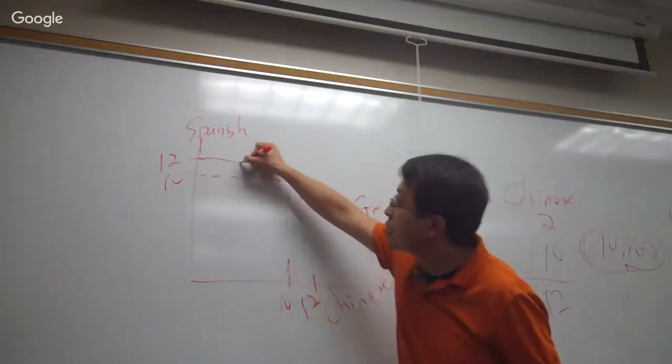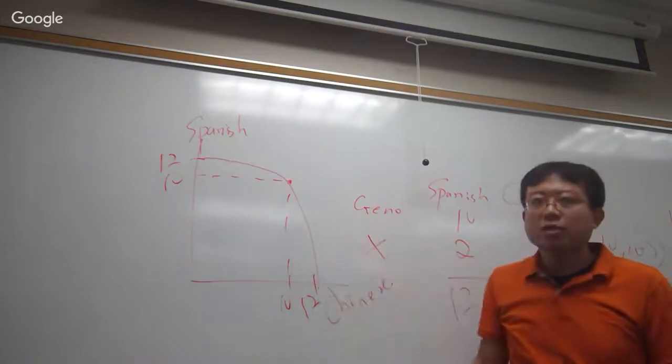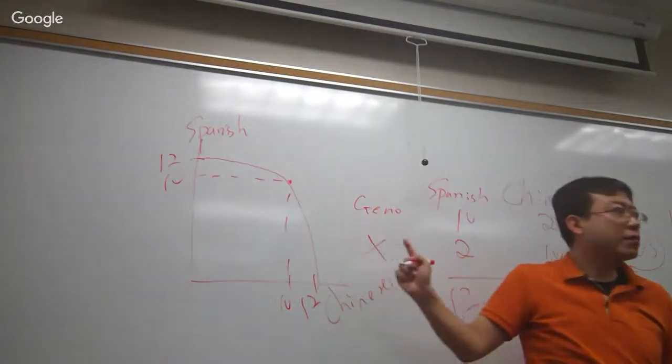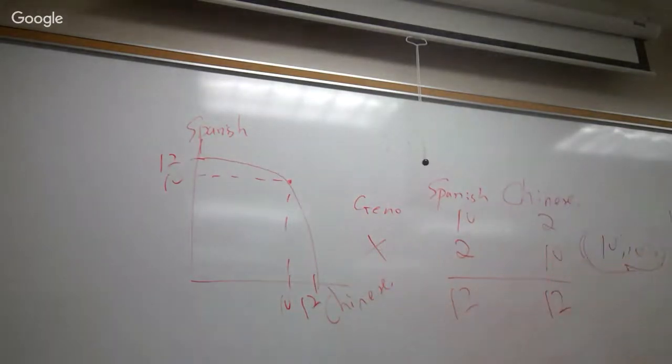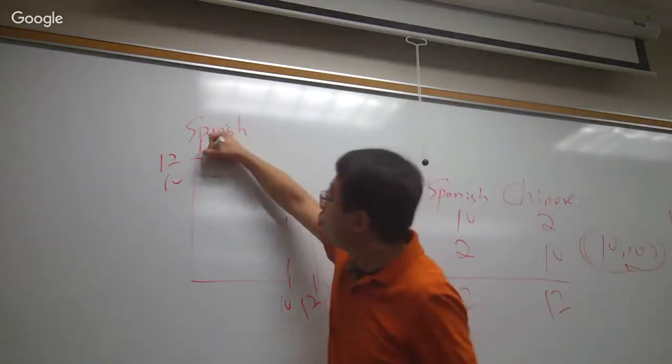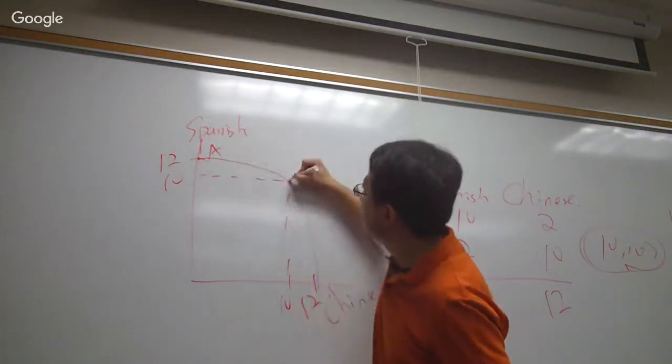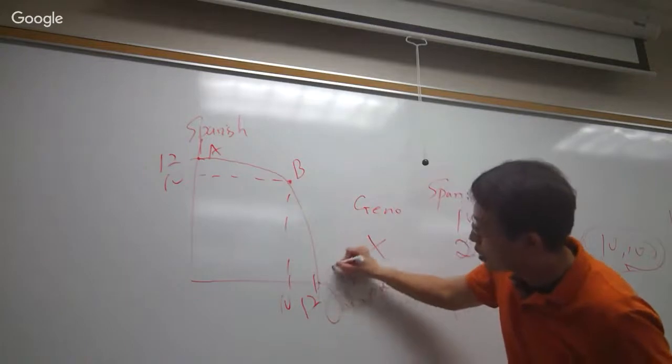Connect all 3 points. You see how the line is bowed outward, right? The reason is that between me and Gino, we are a specialized resource. She's doing Spanish, I'm doing Chinese. That's why your PPF is bowed outward. Now, this PPF also shows one more important concept. Guys, let's call this point A, point B, and this is point C.